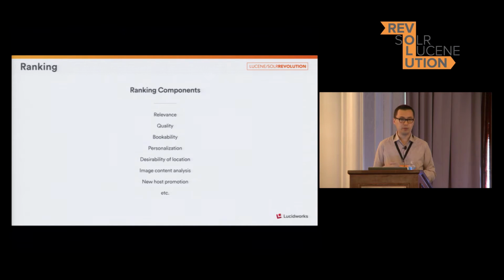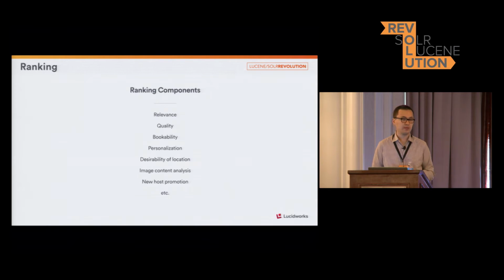Personalization, again, people may have different budgets, preferences on the types of accommodation, social connections, and so on. Desirability of listing's neighborhood, which is based on scores of nearby listings as well. Image content analysis, so we actually have a pipeline which extracts visual features from listing images and tries to predict which images the users are going to like. There are also features like a special promotion for new hosts to help them get started on the platform and get some business initially. So we need a flexible ranking framework to support these requirements.